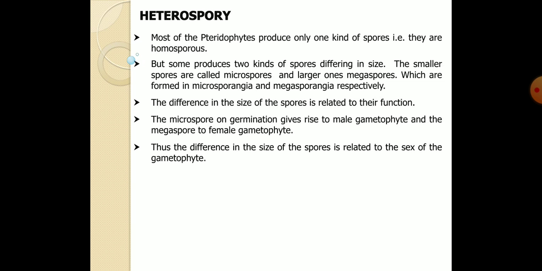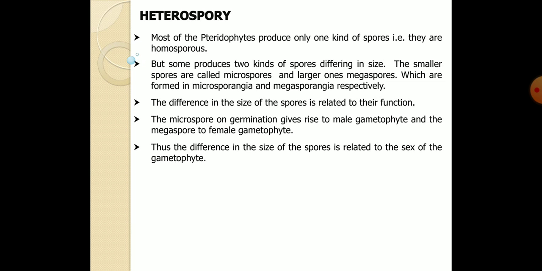What is heterospory? Most pteridophytes produce only one kind of spores. They are referred to as homosporous. Homo means single, or one type of spores. But in the case of Selaginella or some other pteridophytes, they produce more than one kind of spores. They are referred to as heterosporous.